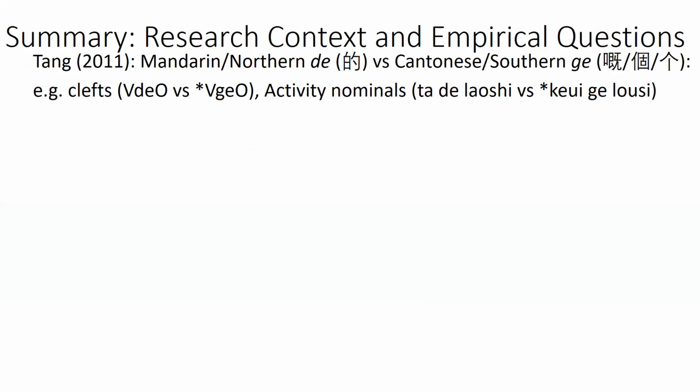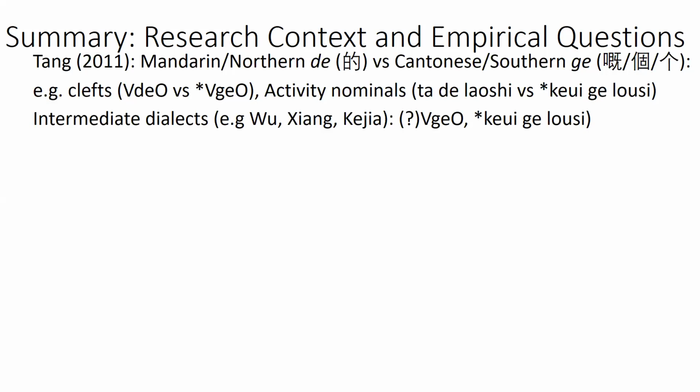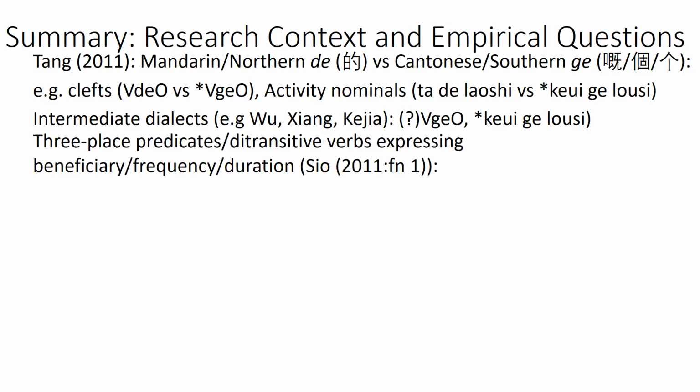Right, okay, so let me provide a summary of what I just presented to you, and lay out the roadmap for the rest of my presentation. Tang has argued that de and ge, which represent northern and southern dialects respectively, differ with respect to clefs and activity nominals, and ge cannot be used in pastime clefs nor in activity nominals in subject position. My subsequent dialect survey has shown that there's perhaps an intermediary isogloss where pastime clefs are permitted, but not the use of ge in activity nominals.